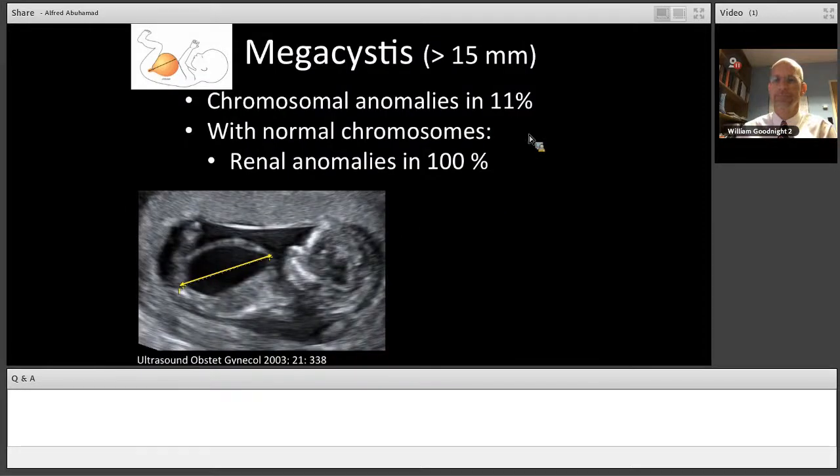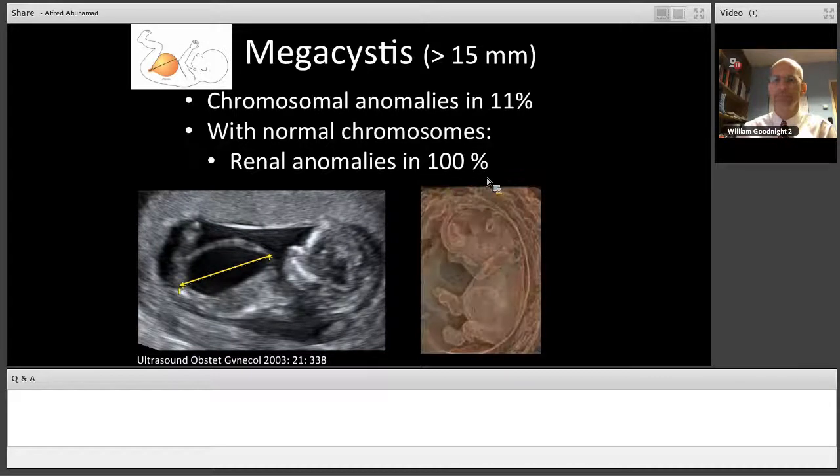If the bladder is actually larger than 15 millimeters on the mid-sagittal view, chromosomal anomalies are a little bit less common, about 11%, but almost all these babies will have renal anomalies upon follow-up. So keep that concept in mind. The measurement of the bladder is really critical.